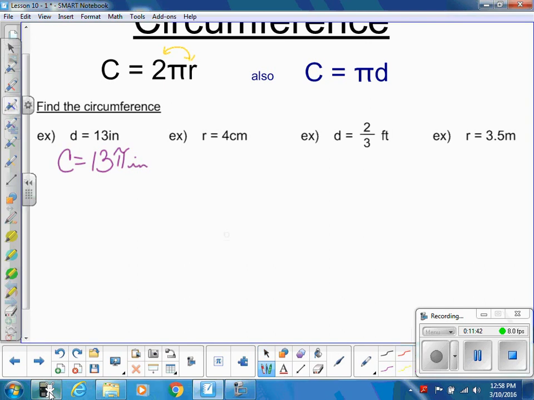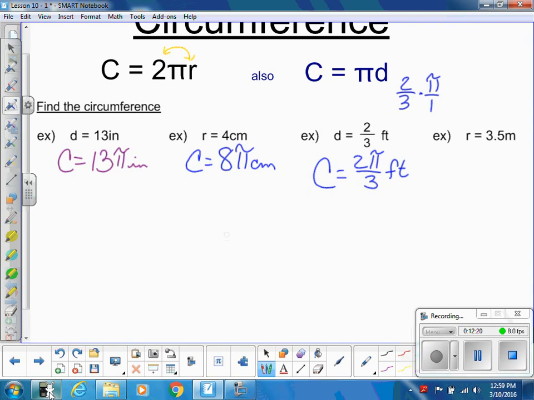So if my radius is 4, for radius it's 2 pi r, so I would double the radius, which is 8, and I would get a circumference of 8 pi centimeters. If my diameter is 2/3, when I multiply 2/3 times pi, just like anything else, it's pi over 1, I would get 2 pi divided by 3. And if my radius is 3.5, double that, I get 7. I get 7 pi meters.